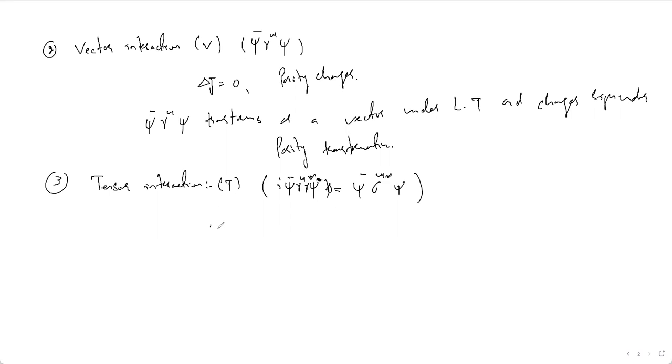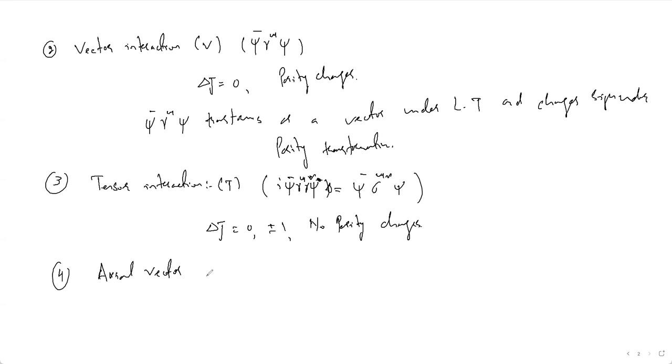Here the selection rule ΔJ could be either 0 or ±1, and again there is no parity change in this case. This will remain invariant under the Lorentz transformation, and also under the parity transformation. So that is the tensor interaction. Then we have another one, that is the axial vector interaction.